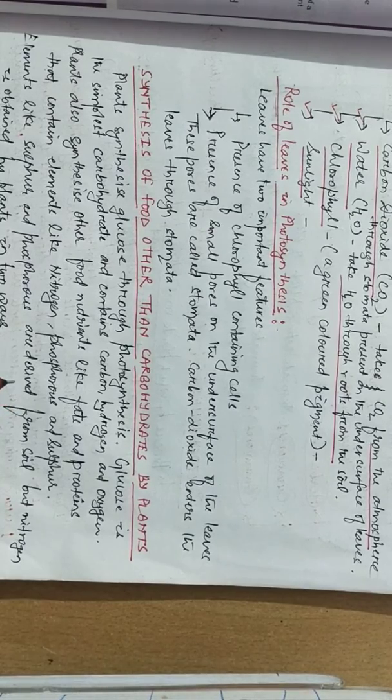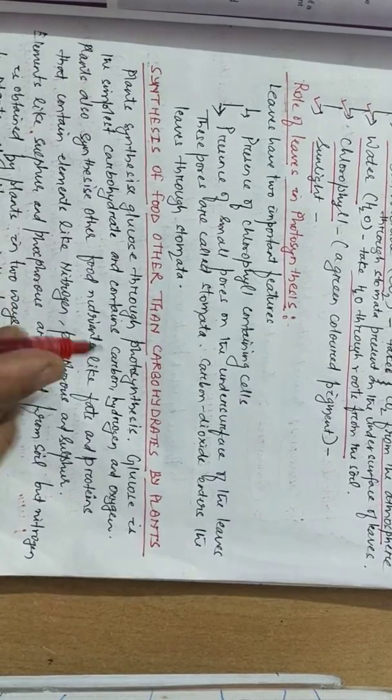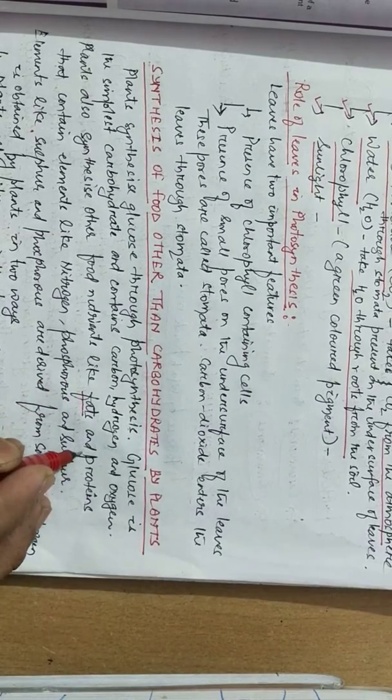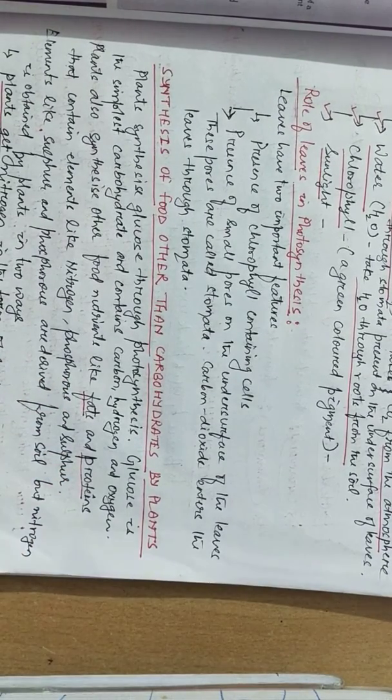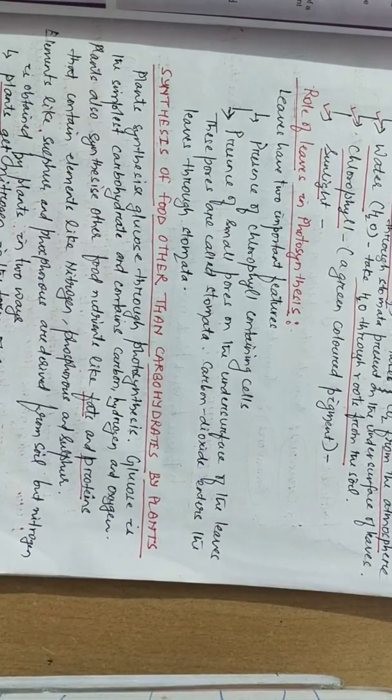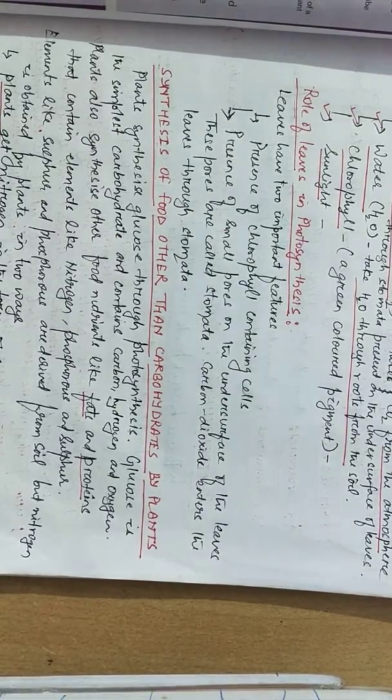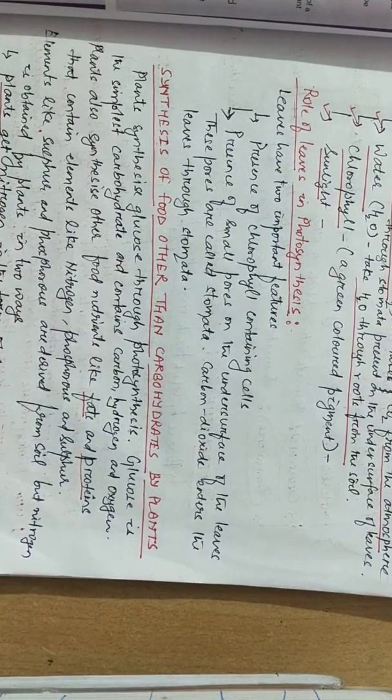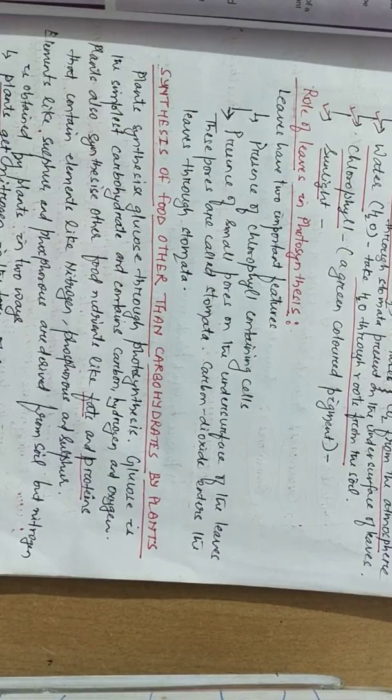Plants also synthesize other food nutrients like fats and proteins. And these also contain certain elements like nitrogen, phosphorus, and sulfur. As far as phosphorus and sulfur are concerned, plants derive them directly from the soil, but nitrogen is obtained by the plants in two ways.